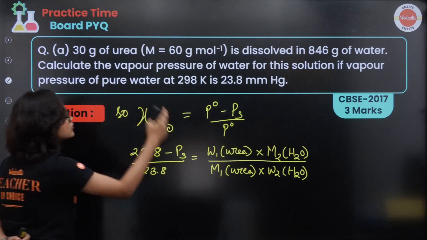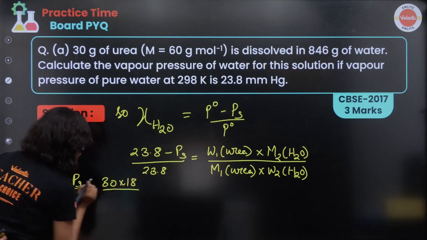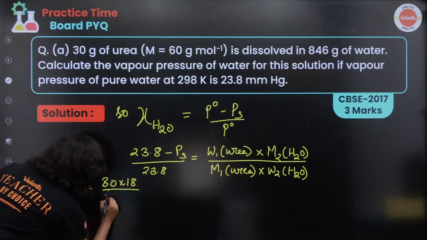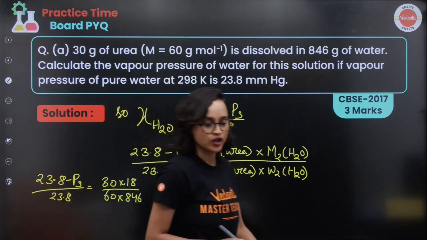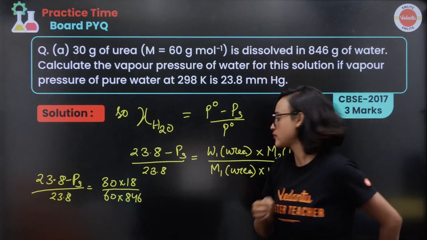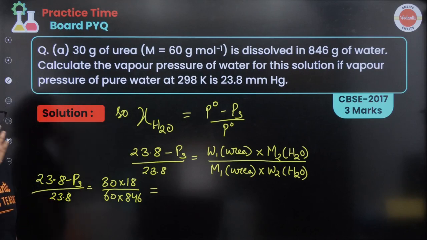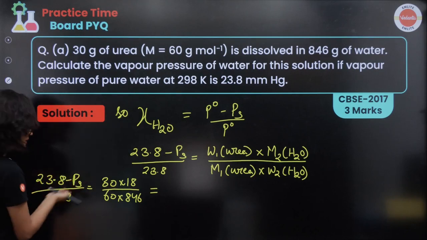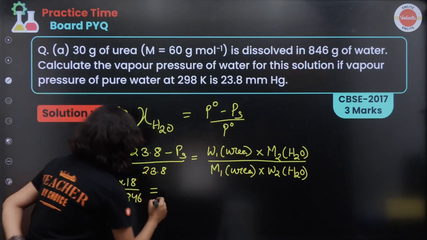So, you just basically are going to substitute the values now. Substitute the values, what will you get? 30 into 18 divided by 60 into 846. Correct. So, what will you get? Calculate this. Try calculating. I don't have a calculator. You probably do. Come on, guys. Calculate it. What will you get here? So, it will basically be 23.8 minus PS. This we can take it here, right? Okay. You have a calculator. Okay. So, let's write it down here.